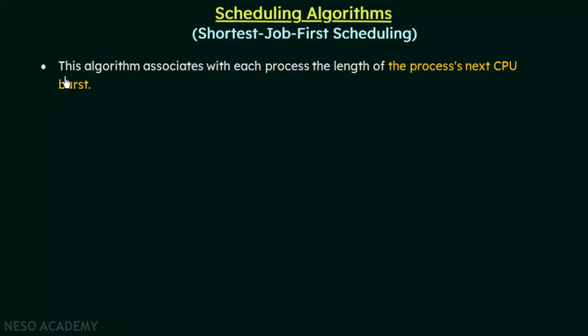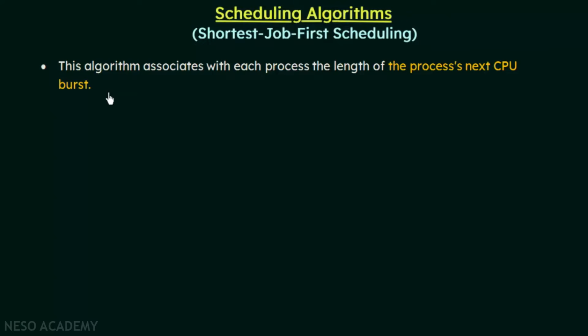So it says here, this algorithm associates with each process the length of the process's next CPU burst. When we say shortest job first scheduling, we don't actually mean the entire length of that process or the entire time that the process is going to take. What we actually mean is the length of the process's next CPU burst. That means the next time this process is going to use the CPU, how long is it going to take?